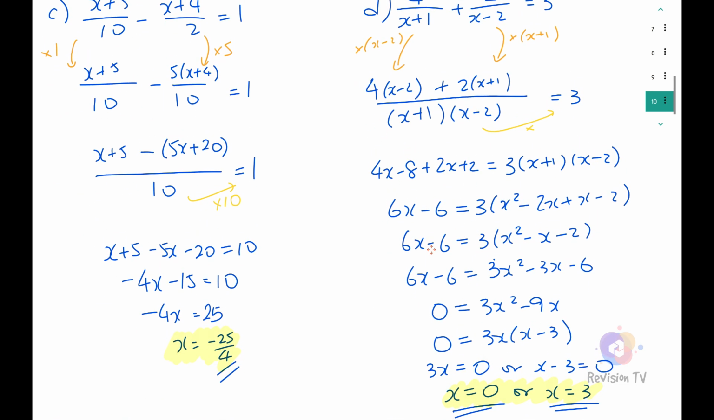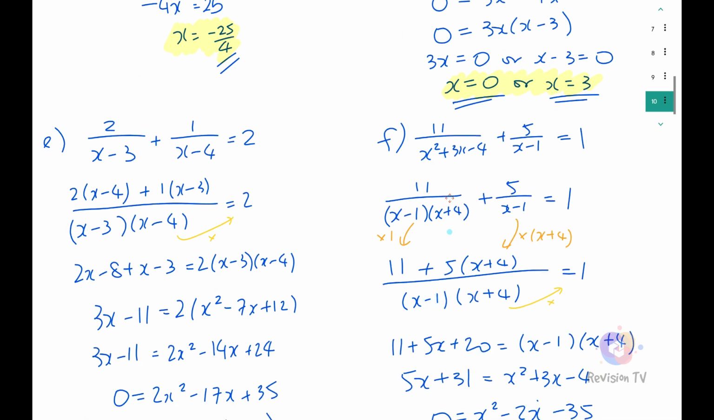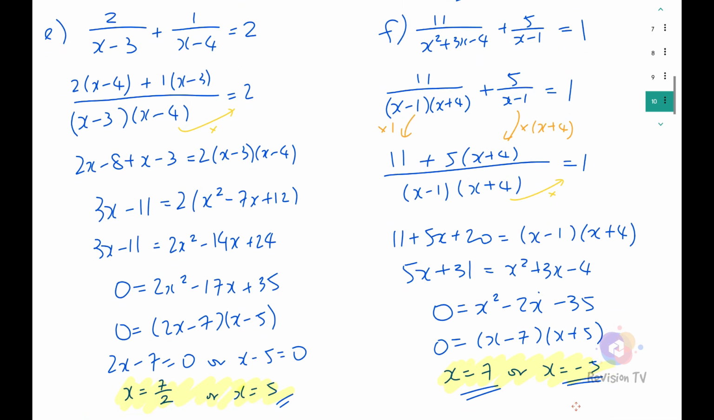That's question C and D in here. For question D, I do have to say in here, x equals 0 is an answer. So when you factorize 3x, it's a special one, but x equals 0 is an answer. Factorize 3x and make x equals 0 is an answer. E and F.